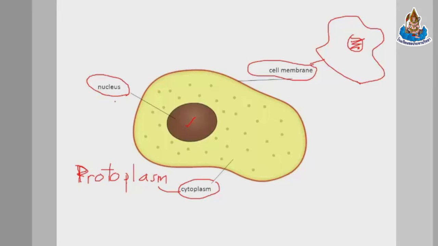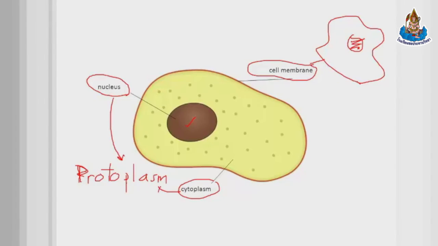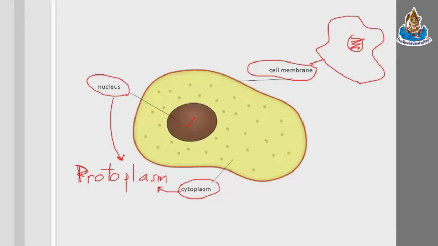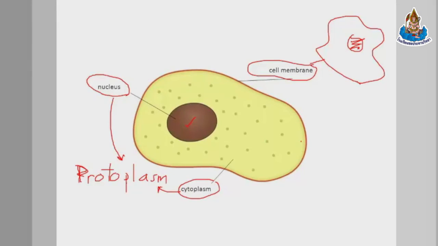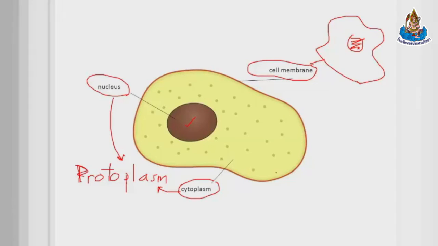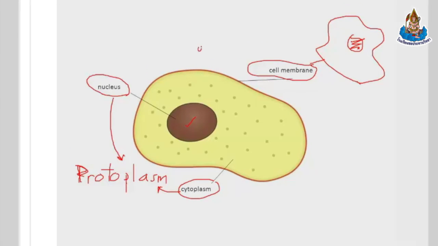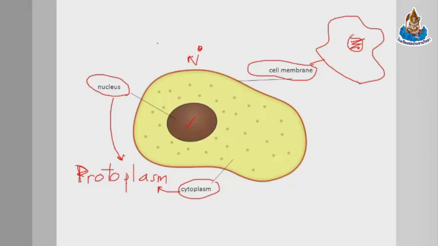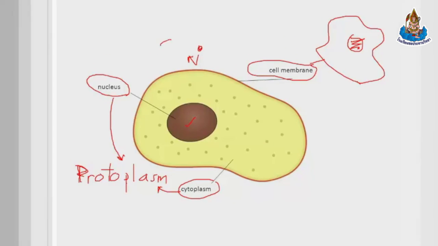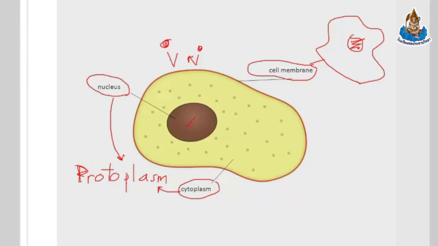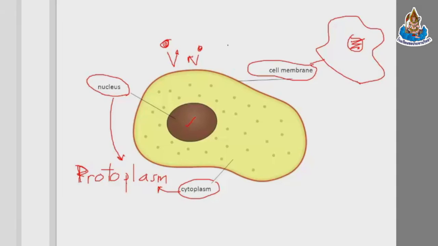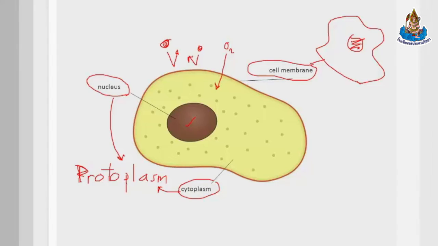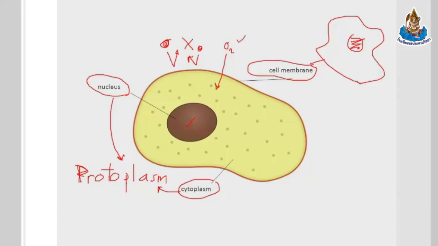The cell membrane is the limit of the cell. It protects cells from the environment. Not everything can enter the cell membrane. It can block harmful agents from entering the cell. The nucleus is like the brain of the cell. It controls all activities of the cell and also the fate of the cell.